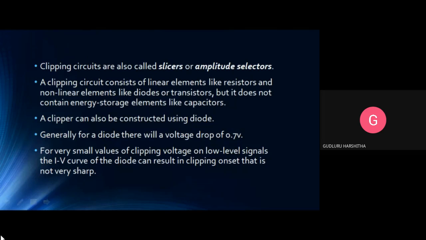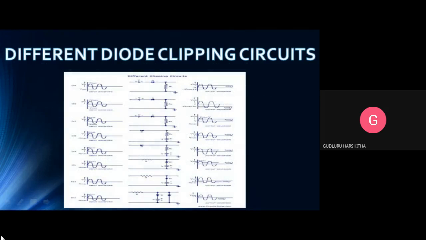Clipping circuits are also called as slicers or amplitude selectors. A clipper can also be constructed using diode. Generally, for a diode, there will be a voltage drop of 0.7 volts. For very small values of clipping voltage on low-level signals, the IV curve of the diode can result in clipping onset that is not very sharp. These are the different diode clipping circuits.